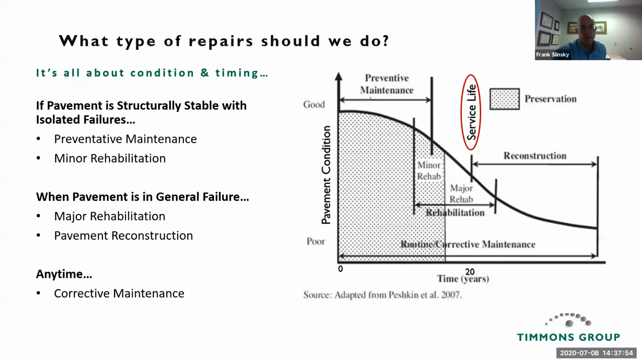So what type of repair should we do? It's all about condition and timing. If the pavement is structurally stable with isolated failures, preventative maintenance and minor rehabilitation. When pavement is in a general failure, major rehabilitation or pavement reconstruction. And then corrective maintenance needs to happen all the time, anytime it's needed.